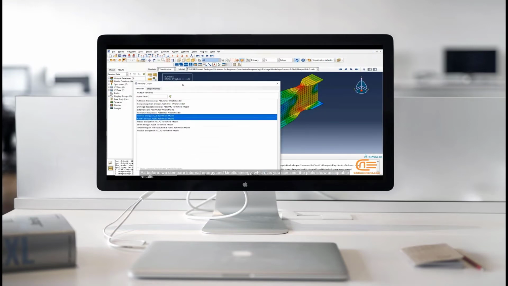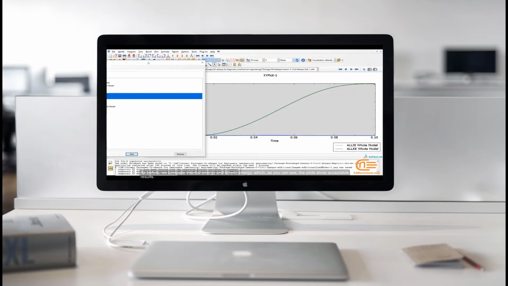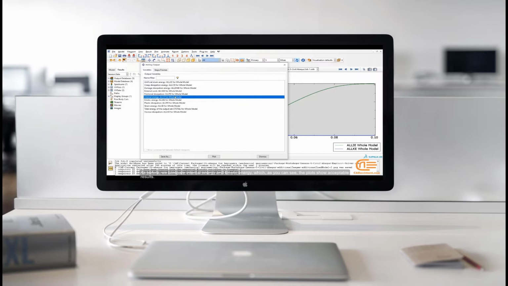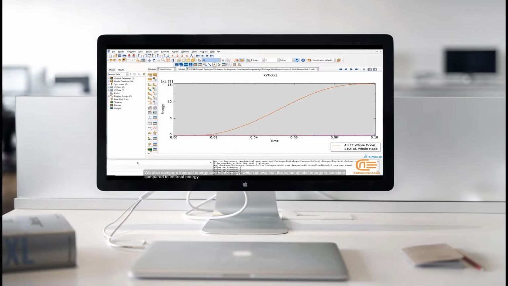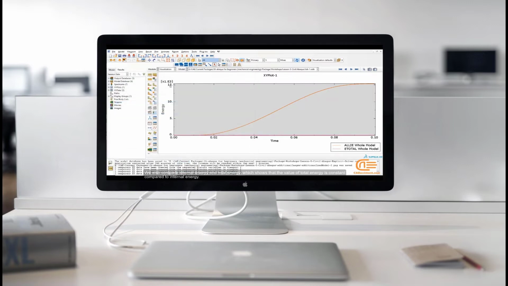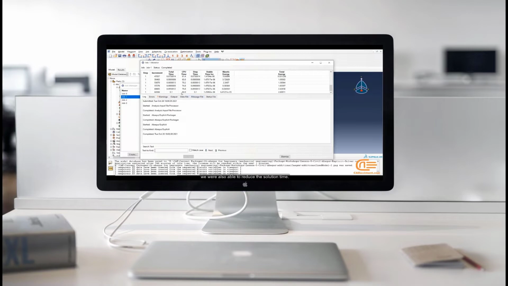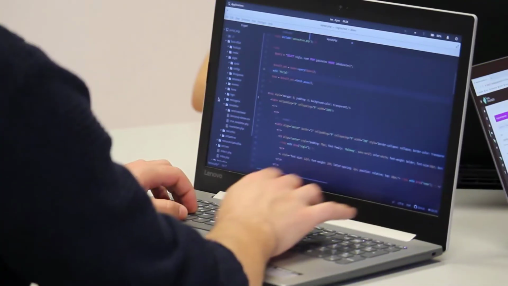As before, we compare internal energy and kinetic energy, which, as you can see, the plots show acceptable results. We also compare internal energy and total energy, which shows that the value of total energy is constant compared to internal energy. As a result, with this method, in addition to preventing the problem from becoming dynamic, we were also able to reduce the solution time.